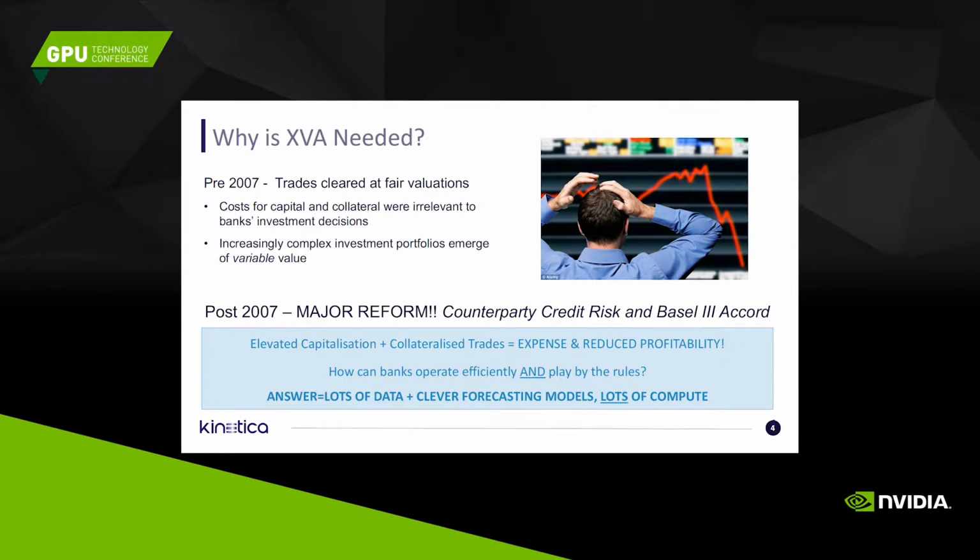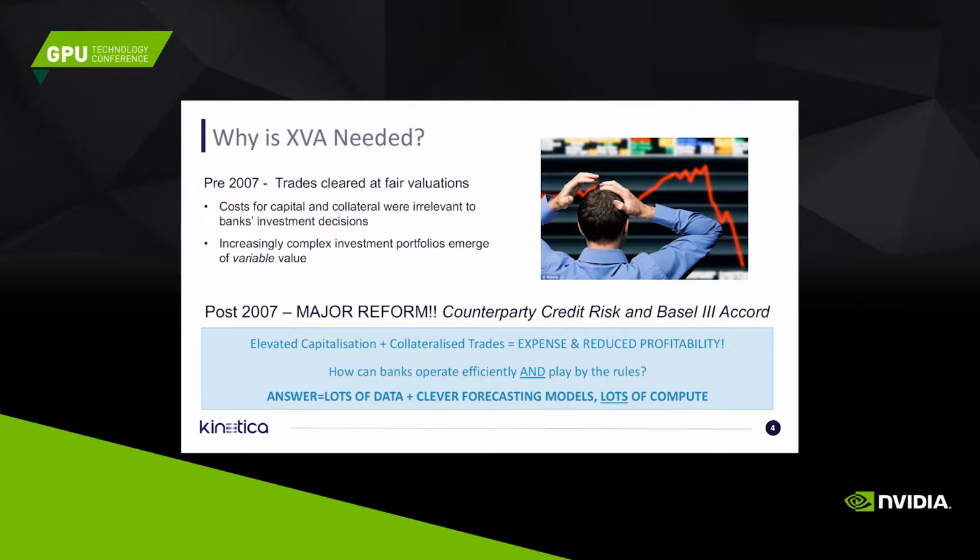That led to some very complex portfolios emerging, and we know what happened next. The crash occurred because the banks didn't really understand what they were trading anymore. So major reform ensued, and things like the Basel Accord were put together to make sure that the banks could model the data and analyze the trades effectively and store the data to measure their exposure at all times.